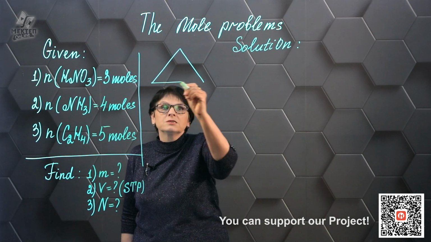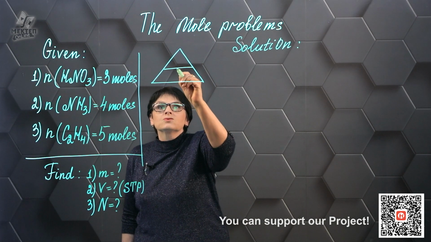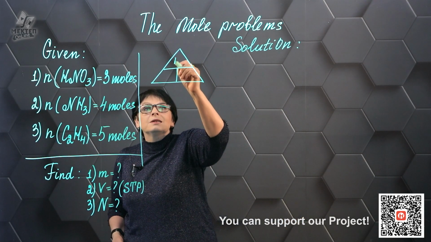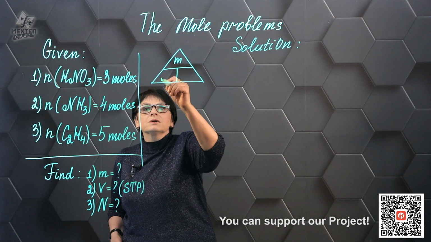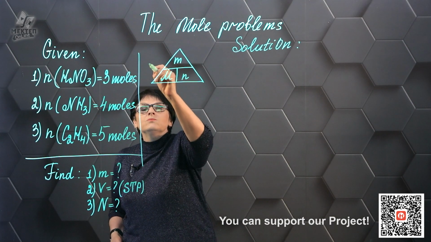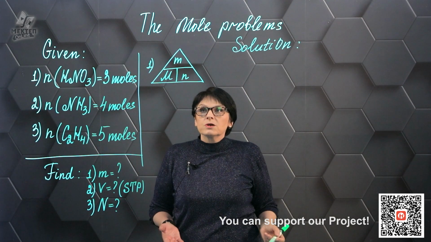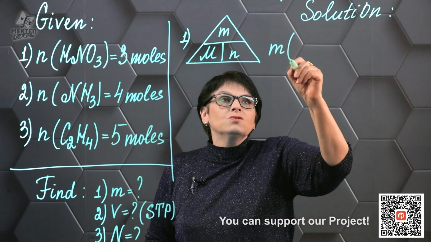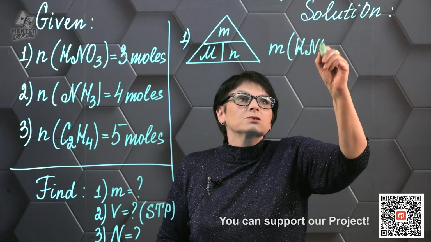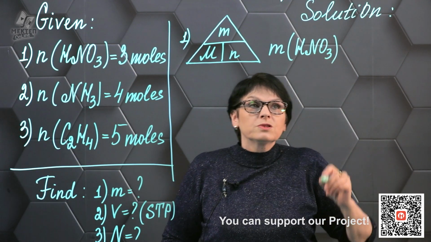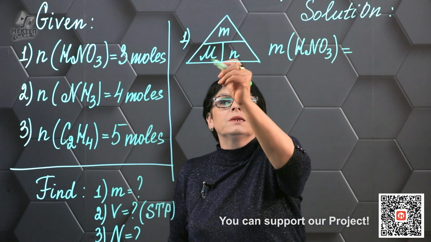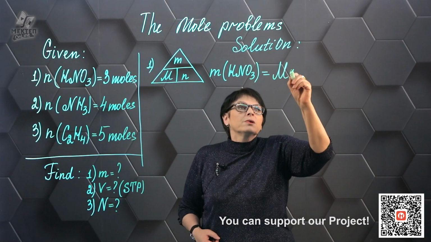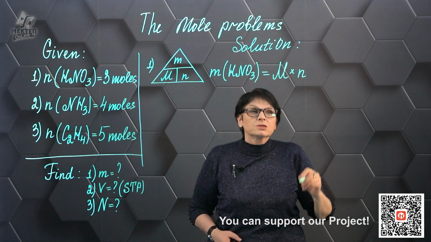First, let's start by recalling our wonderful triangular formulas that allow us to derive the necessary data. To find the mass, we need to use this formula, but in this case the unknown is the mass. Let's rearrange and find the mass of nitric acid. To find it, we need to multiply the molar mass of the acid by the amount of substance.